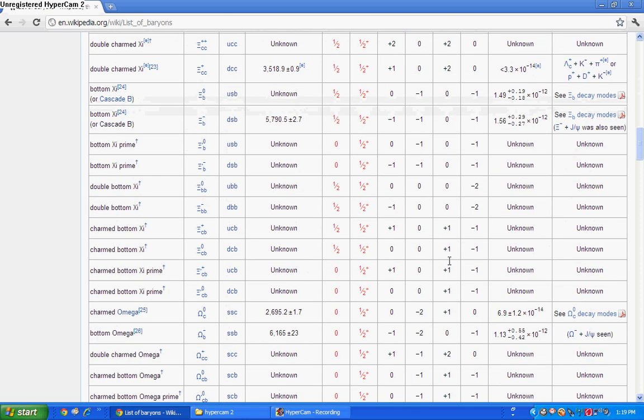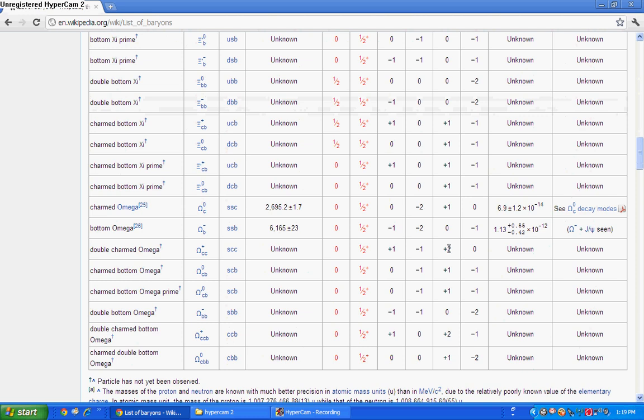As you can see, particles with two charm quarks in them, like the double charmed omega baryon, which has two charm quarks, have a +2 charmness value.